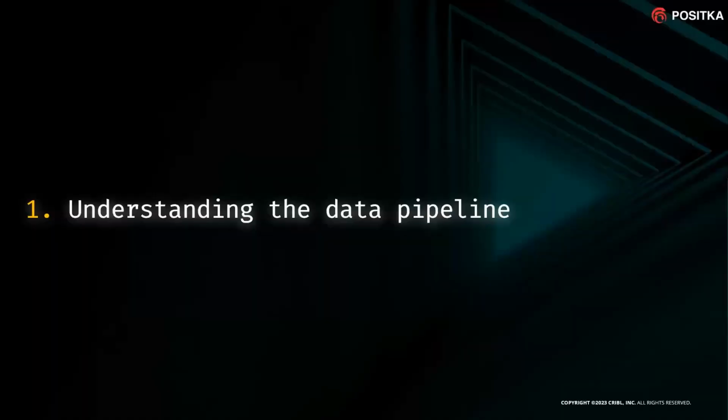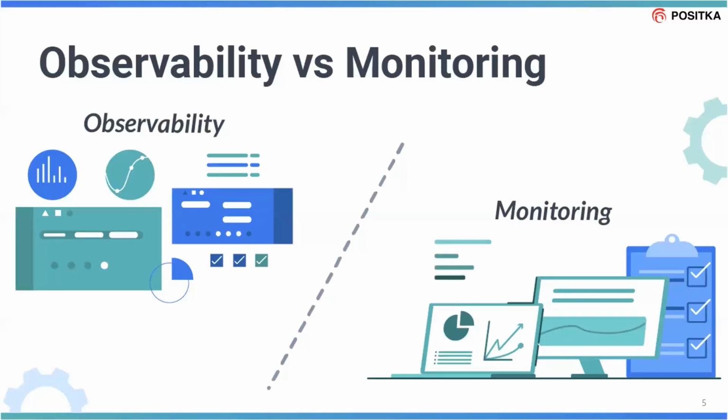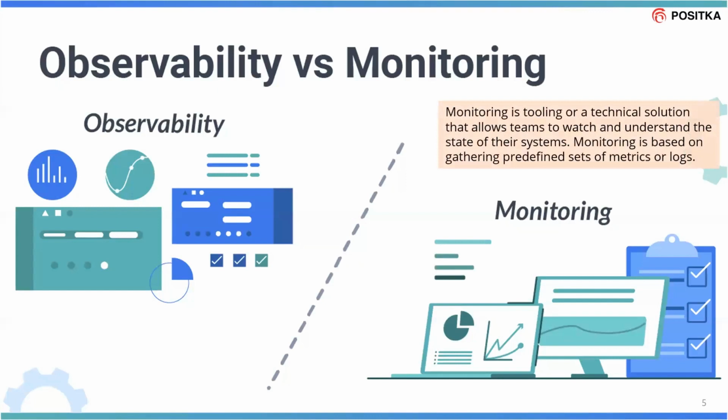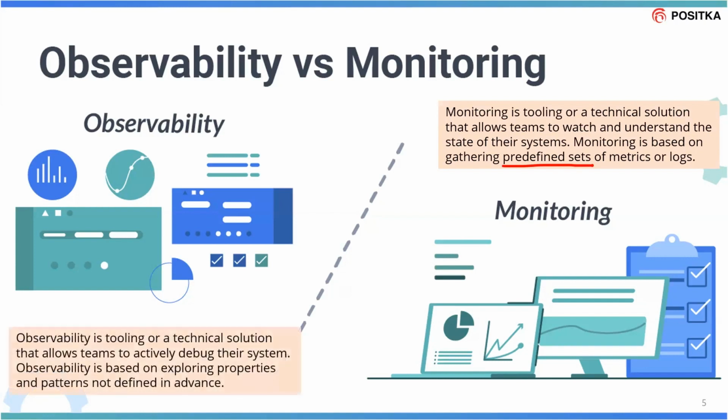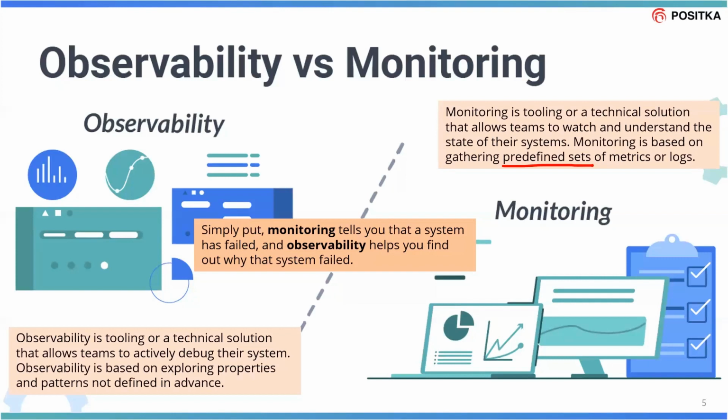So what exactly is data pipeline? Before we jump into it, let's look at the difference between what monitoring is and what observability is. Monitoring in essence is a tooling and technical solution that allows teams to watch over their environment based on a predefined set of metrics and logs. So these are predefined. While in the case of observability, it's a bit more holistic, and it refers to tooling or a technical solution that allows teams to debug their system. It is not as predefined as monitoring, it's more exploratory in that sense. So in a nutshell, monitoring allows you to find out that your system has failed, but observability helps you understand why the system has failed.